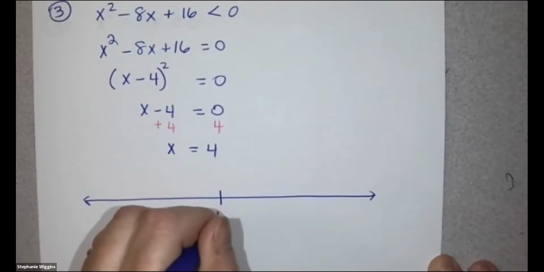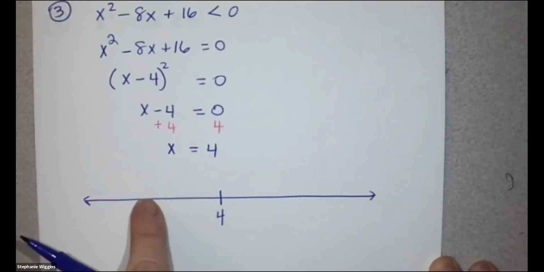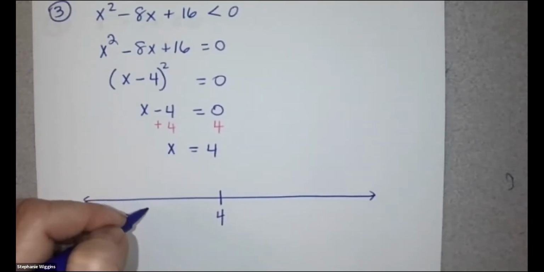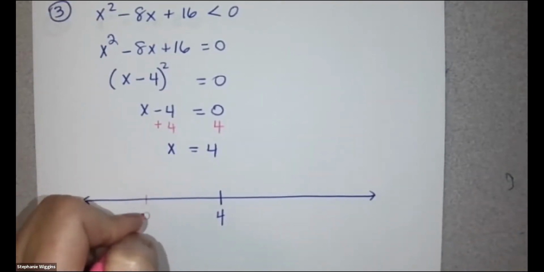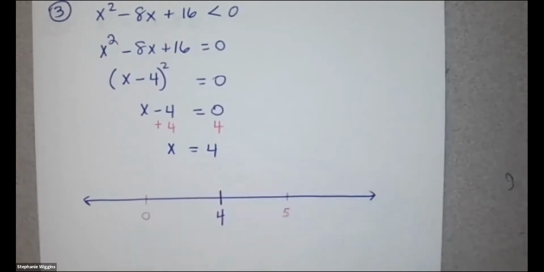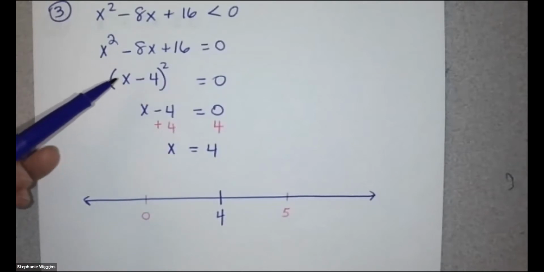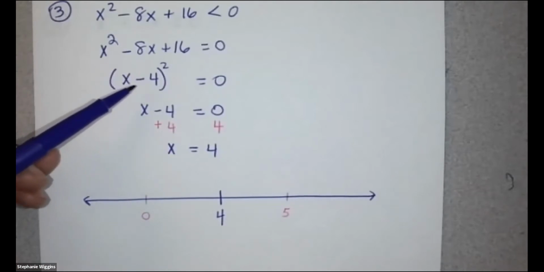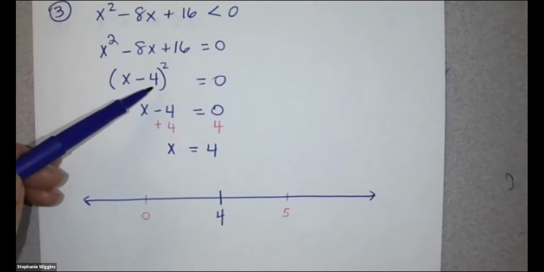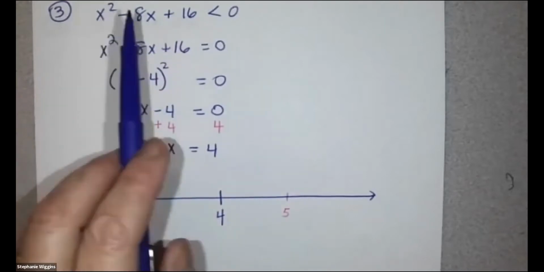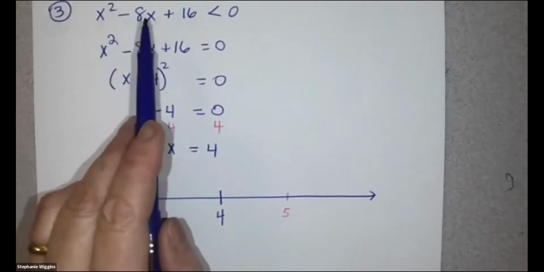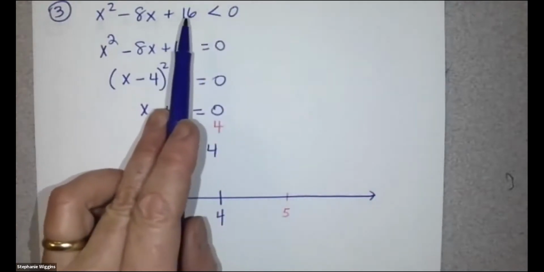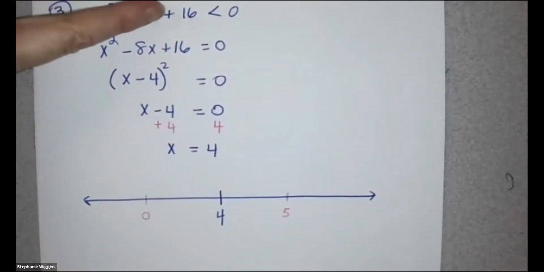We only have one 0, so we just have to test 2 intervals. So on the left, I'm going to pick 0. And on the right, I'm going to pick 5. And I plug those into my function. Plugging it in here, 0 minus 4, that's negative 4 squared, that's going to be positive 16. So if I plug that 0 in here, you see I get 16 less than 0, right? Because these two terms are going to go away. That's false. 16 is not less than 0.